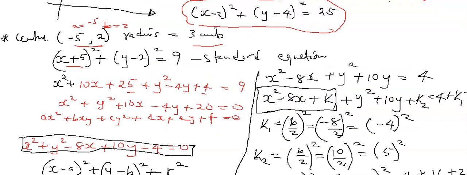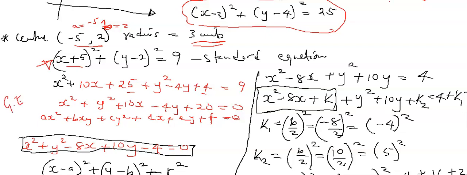Now suppose the center of the circle is (negative 5, 2). That is, a is negative 5, b is 2, and it is of radius 3 units. Then, using the standard equation, we shall have (x plus 5) squared plus (y minus 2) squared is equal to 9. Note that you can expand the standard equation to get the general equation.